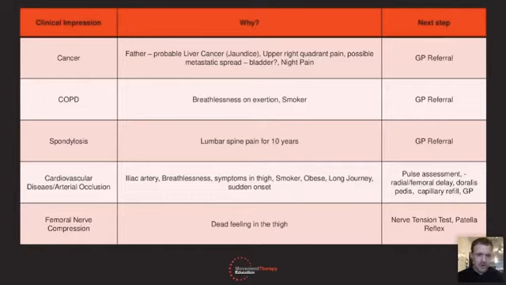And then we've got femoral nerve compression. Again, you're going to compress the femoral nerve in that position as well. Because of the dead feeling in the thigh, we don't exactly know where. I think it might have said the whole leg, I can't remember. But depending on where it was, if it was just the front of the thigh, then it may be some kind of femoral nerve issue as well. Okay, so we can do a nerve tension test, and I'll show you that in a second.